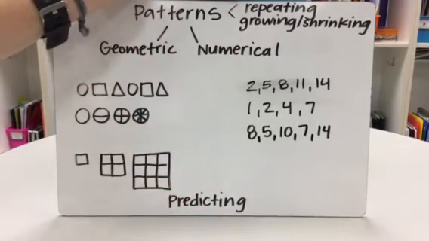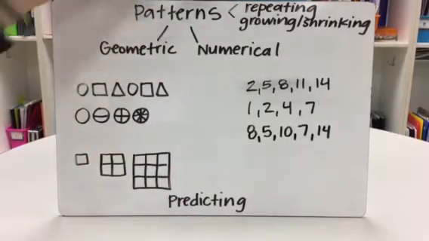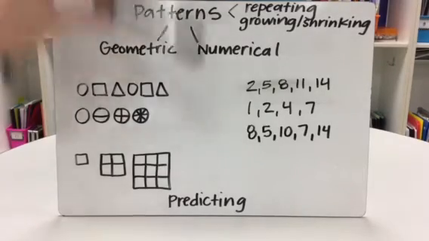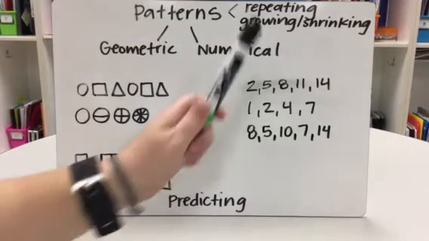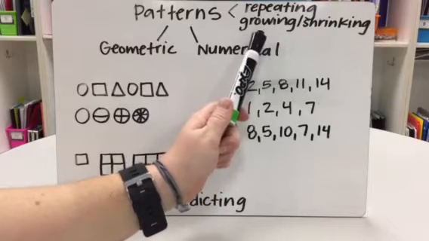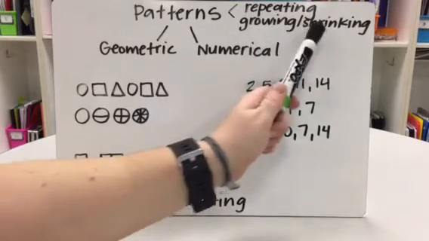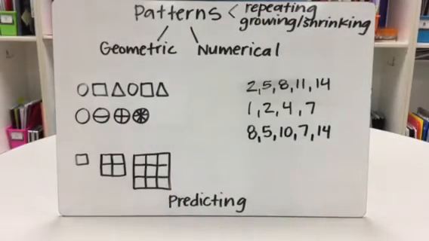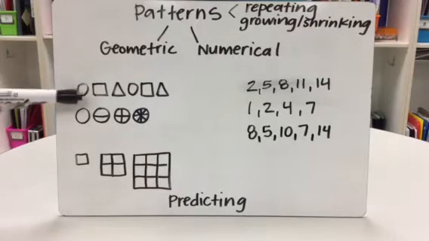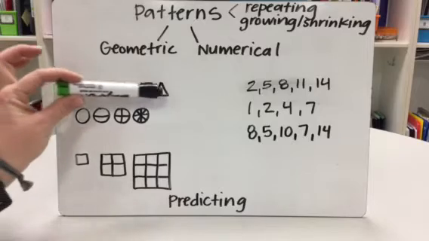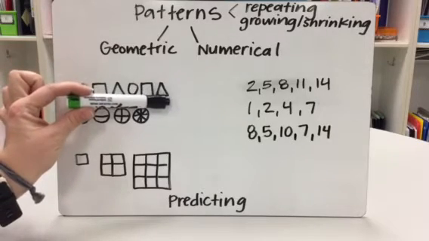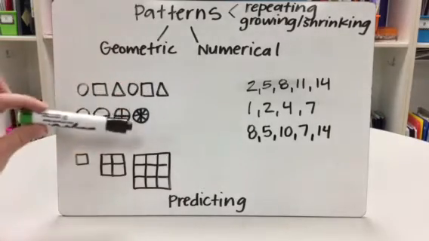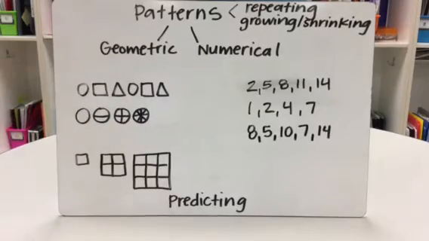A repeating pattern, where I'll show you a few examples, has a core that keeps getting repeated over and over again. With a growing or shrinking pattern, things are either increasing or decreasing. So we will look at that. Let's start with these geometric patterns. This here is considered a repeating pattern because we see circle, square, triangle, circle, square, triangle. So we can say, oh, next is going to be circle, square, triangle. Over and over again, we see circle, square, triangle happening.